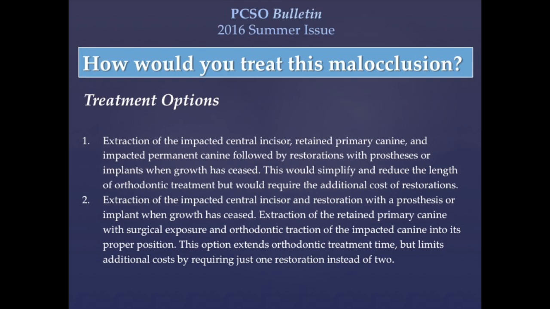Option 2 would be to extract the impacted central and plan for a future prosthesis or implant after growth is completed. The retained primary canine would also be extracted along with surgical exposure and orthodontic traction of the impacted canine into the arch. This option would extend treatment time, but limits costs to just one restoration.